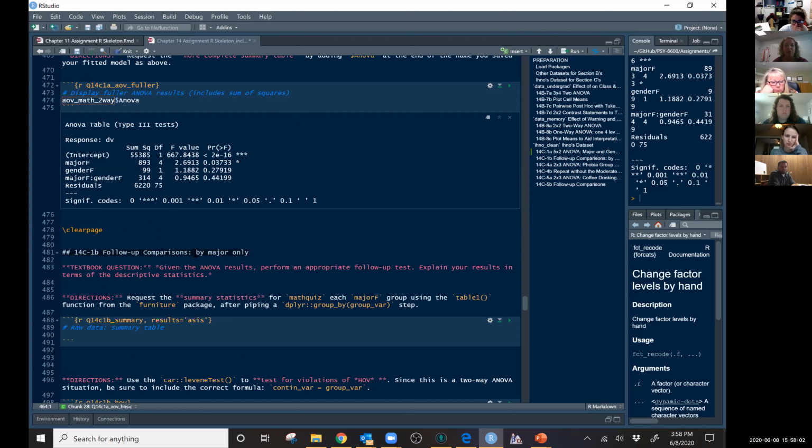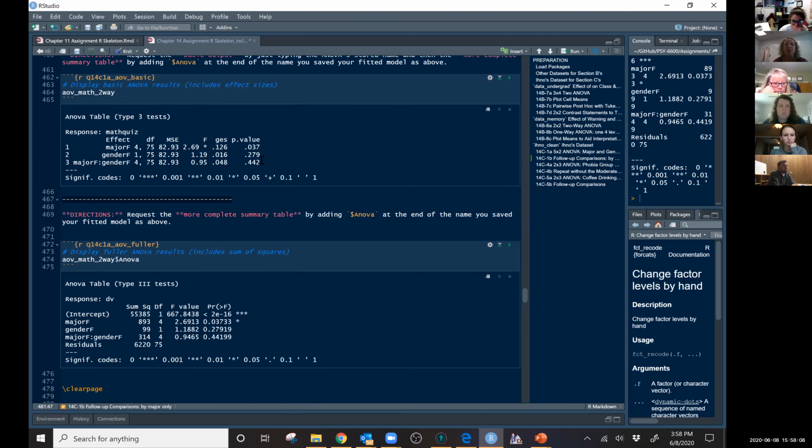Okay, so what was the only variable that was significant? Major. So do we need to do an interaction contrast? No, because there is no significant interaction. Do we need to probe gender? No, because it's not significant. And even if it was significant, how many levels of gender do we have? Just male and female, and so any difference would have to be between male and female.